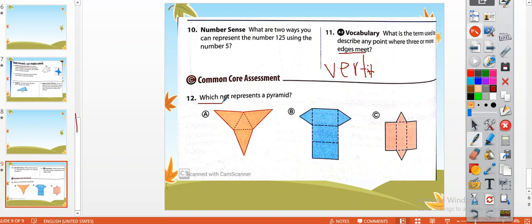Okay, and finally the last question asks which net represents a pyramid. Yes, this one has 2 bases, so it is not a pyramid. This one also has 2 bases, so it is not a pyramid. Those two are triangular prisms, and the pyramid is this one. It is a triangular pyramid.